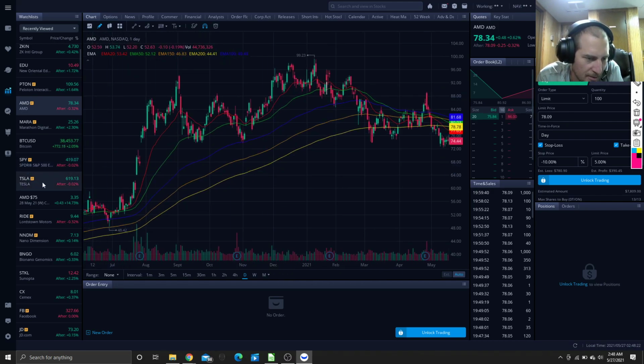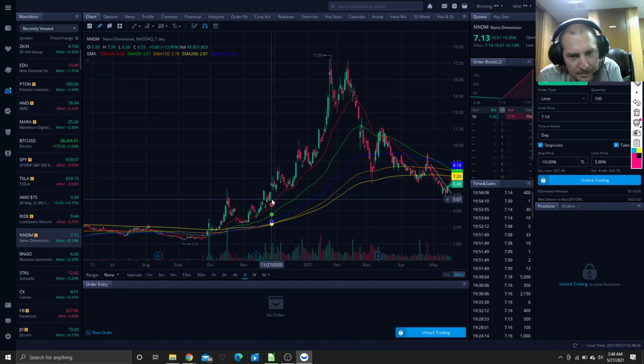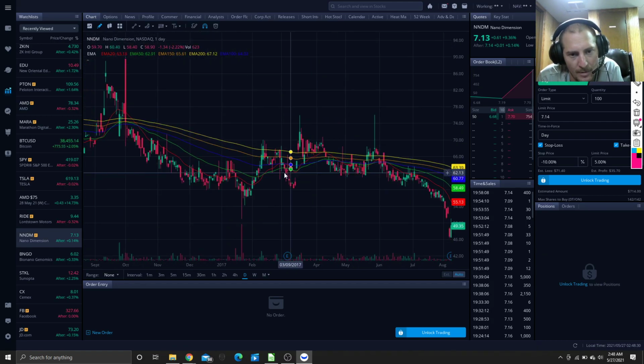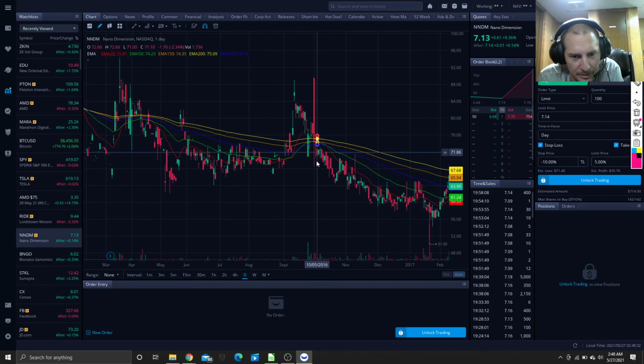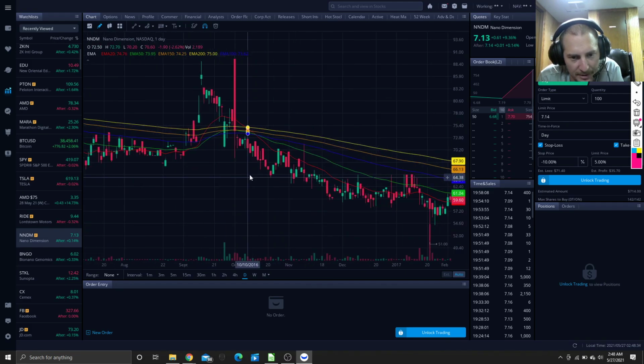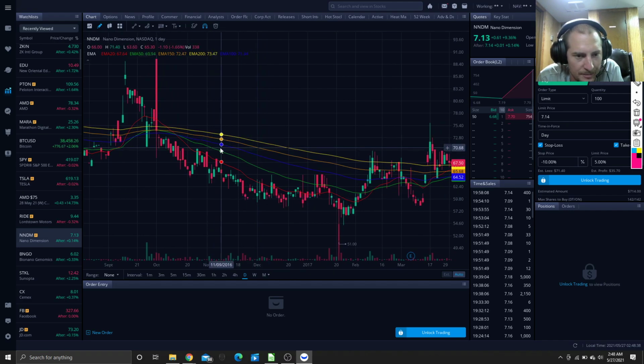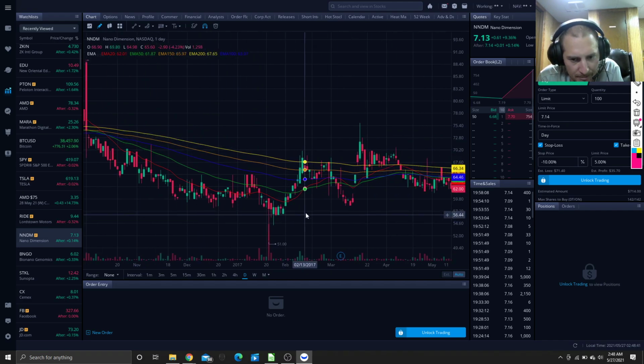Let's look at some other charts. Let's look at Nano Dimension. Here's a daily chart of Nano Dimension. So we notice that all of our averages are in a line. This is a very clear downtrend. Let's see how many times we get rejections. There's a rejection. Here's some unclear price movement here.